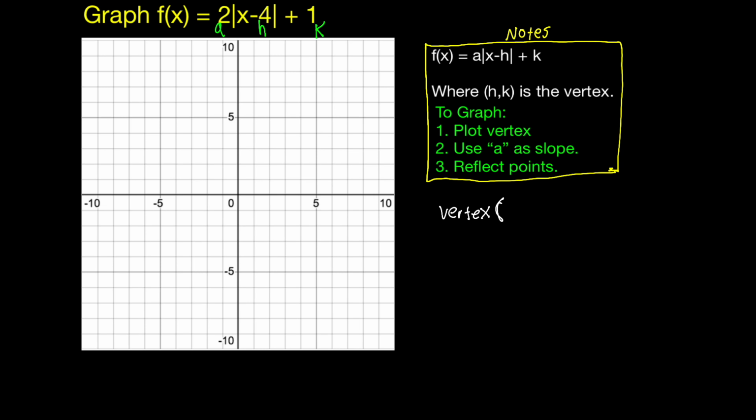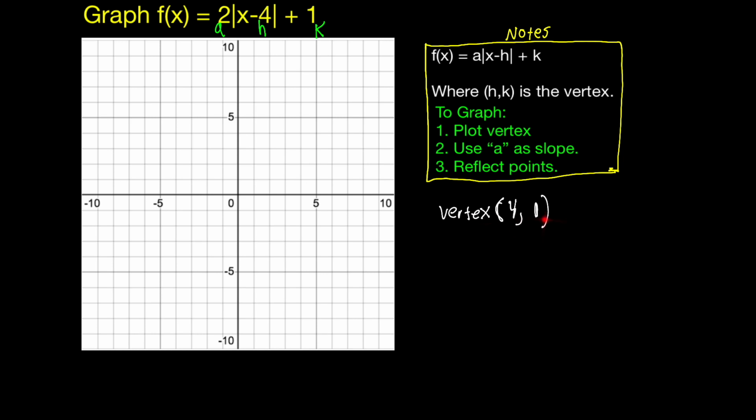Remember that your h value is the opposite of what we see. So since here I'm seeing a negative 4, I'm going to get a positive 4. K remains the same. If it's plus 1, we get a positive 1. If it says negative, then we grab the negative. This one does not change. So here k, we're going to grab 1.